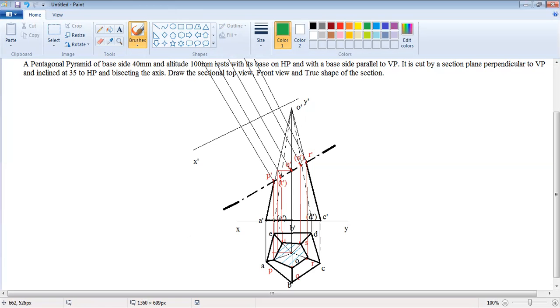Place the compass in this area and measure this P point, then place the compass here and cut a mark for P. In the same way, measure the point Q from here, place the compass here and cut a mark. In the same way, we have to measure R, S, and T.